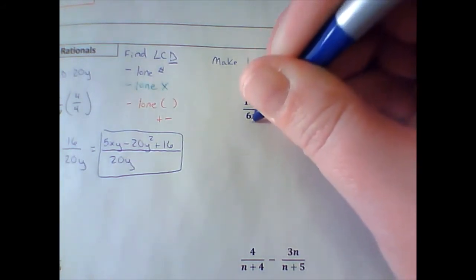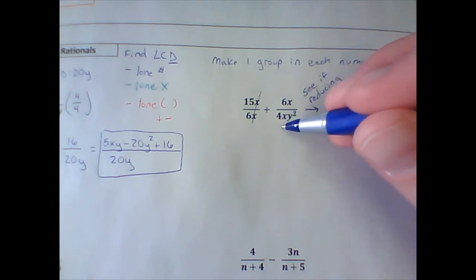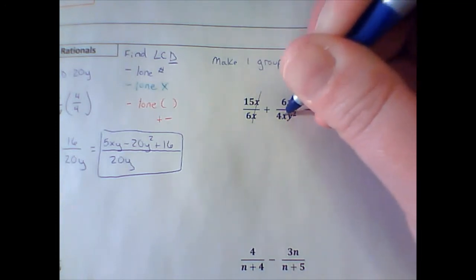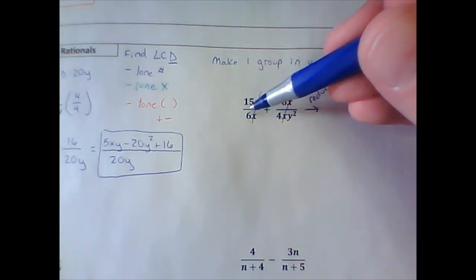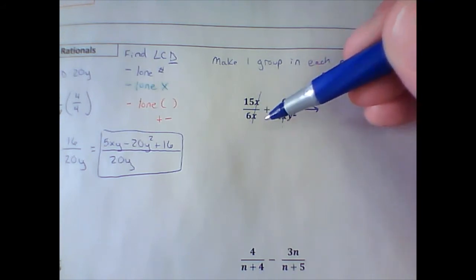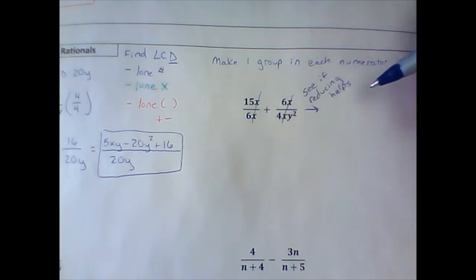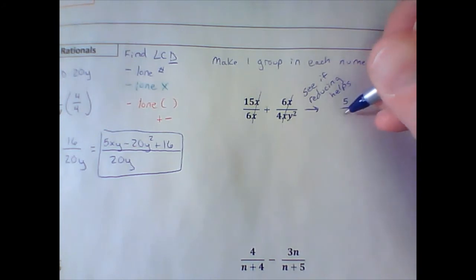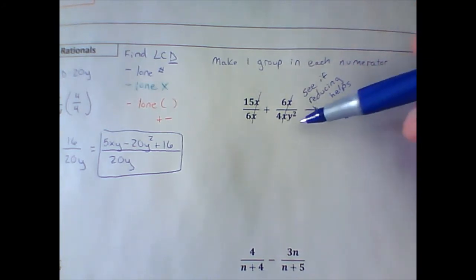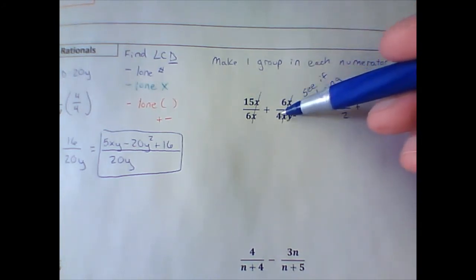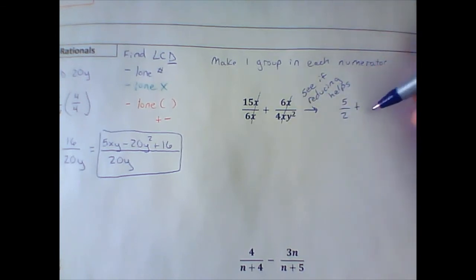So these x's can cancel out, and so can these x's. And what that will do, it means there's no x's left in the entire problem. We don't have to worry about the x's at all. 15 over 6, you can pull a 3 out of both, and there's no x's in that fraction. It's awesome. 6 over 4 is going to go down to 3 over 2, and there is that y squared still over there.